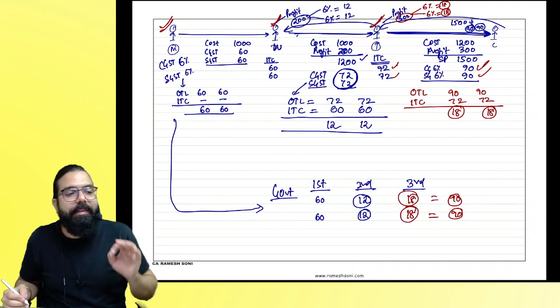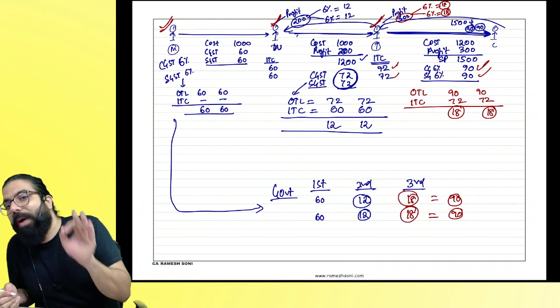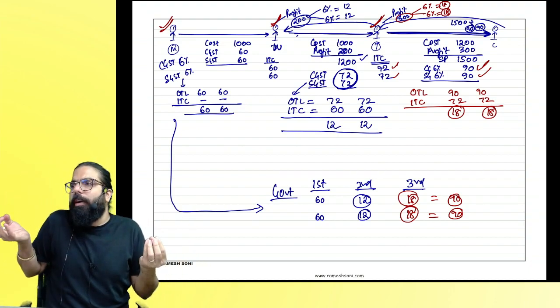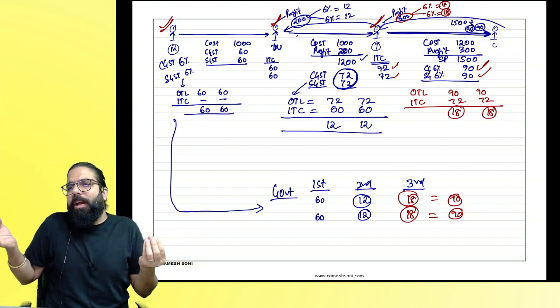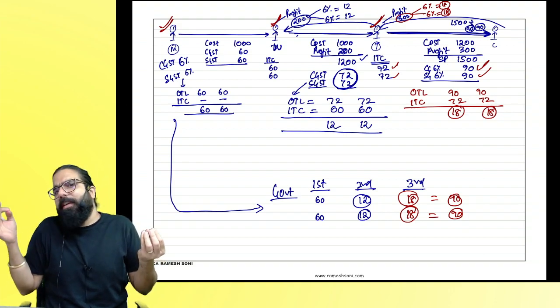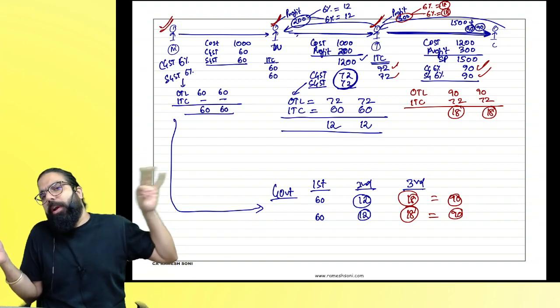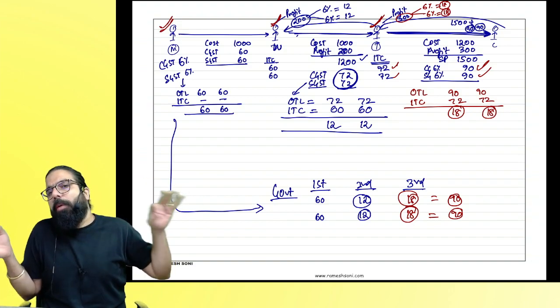So GST is nothing other than a tax on value addition. I bought one goods for 100 rupees. Paid 12, CGST 6%, SGST 6%. Sold the goods for 100 only. Did I do any value addition? Will the government get any tax?